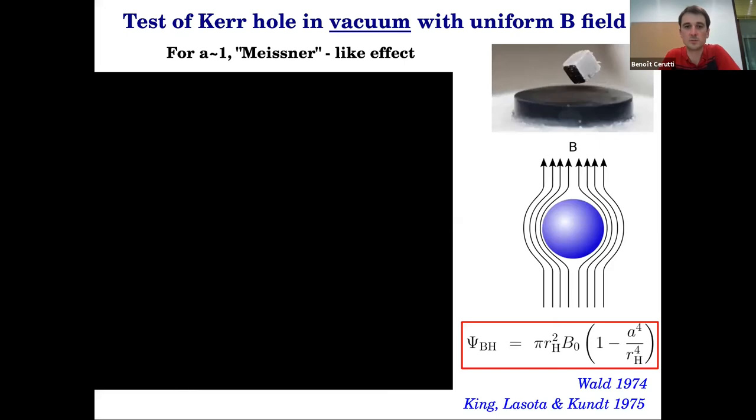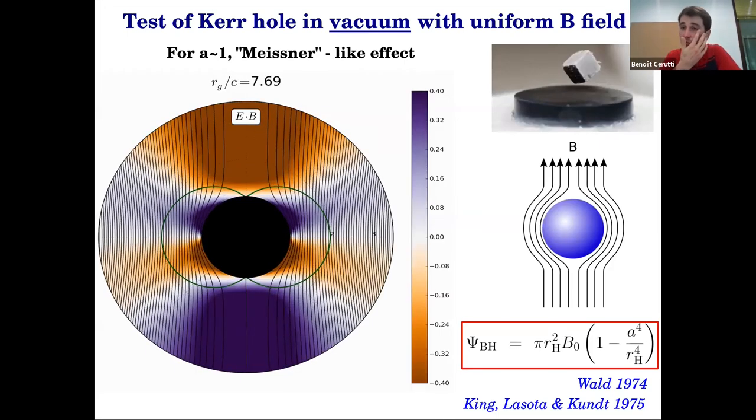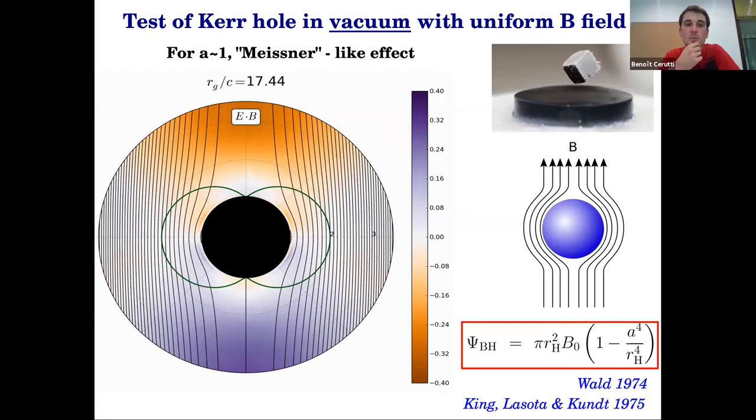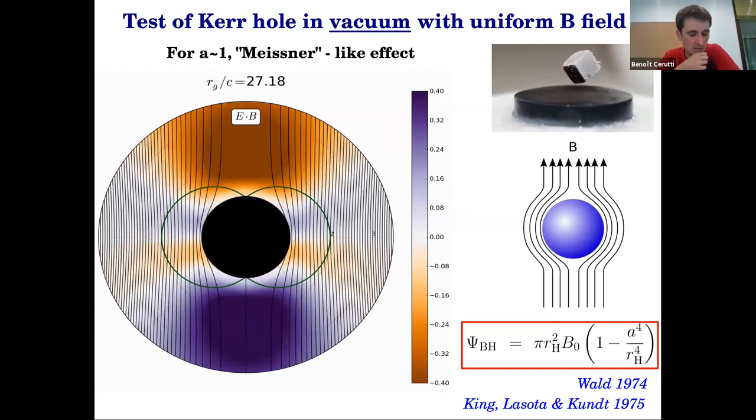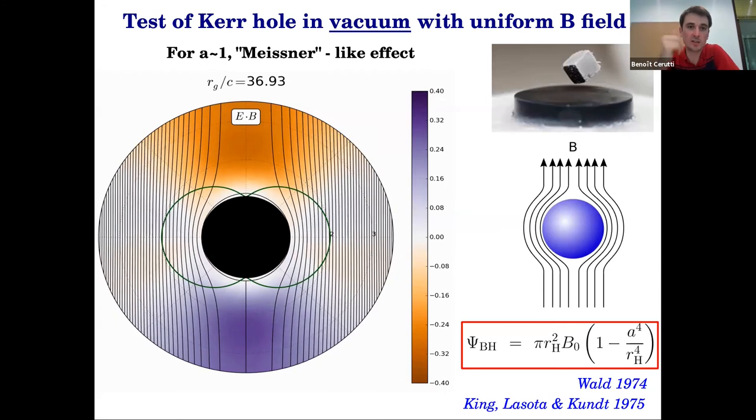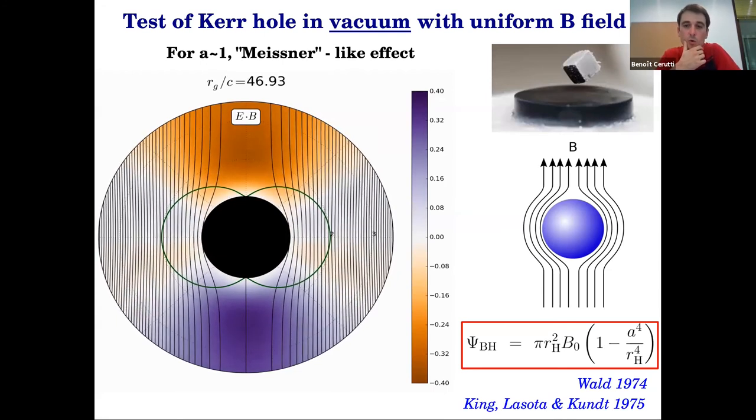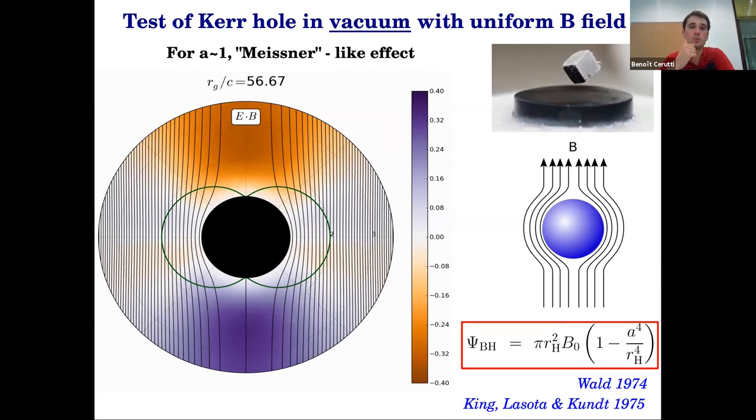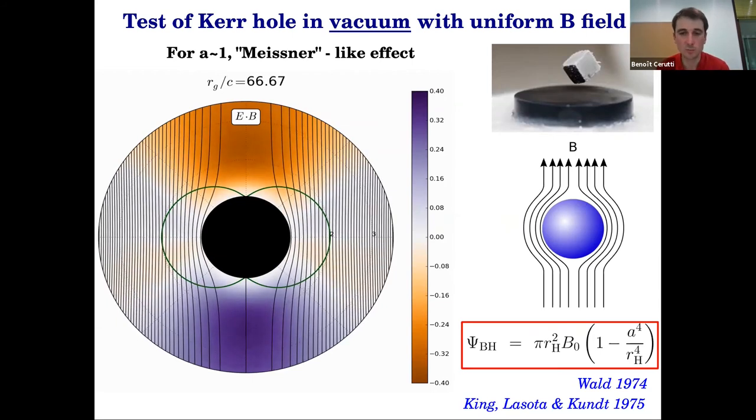Okay, so I'm going to jump right into what we see in simulations. I'm going to discuss a few cases at the beginning, and Benjamin will continue with more elaborate simulations. The first test we wanted to do was to test that our electromagnetic solver in the code works, and the only case that we have which is analytic is the Wald configuration, where we can compute the flux passing through the horizon, which decreases as the spin to the fourth power.